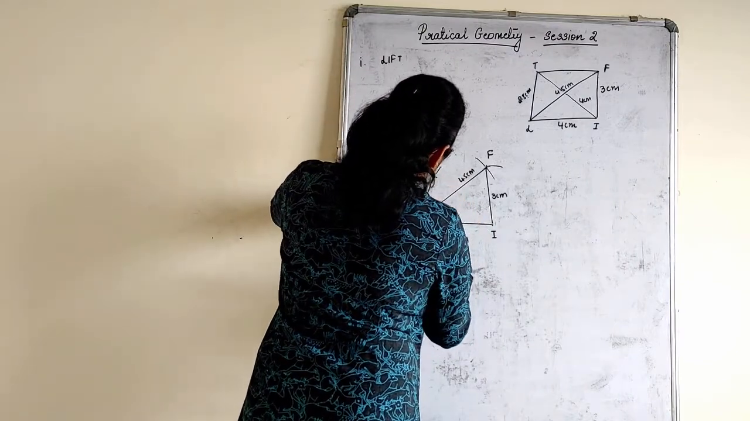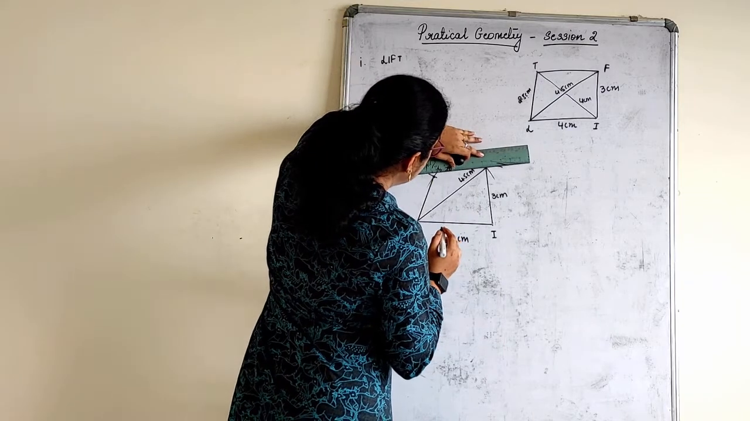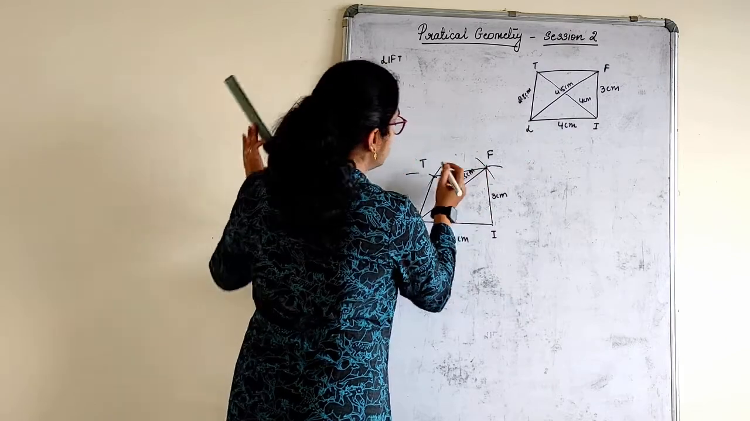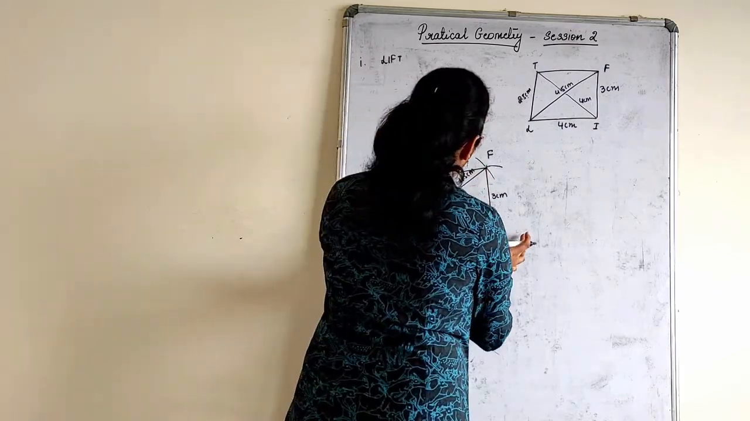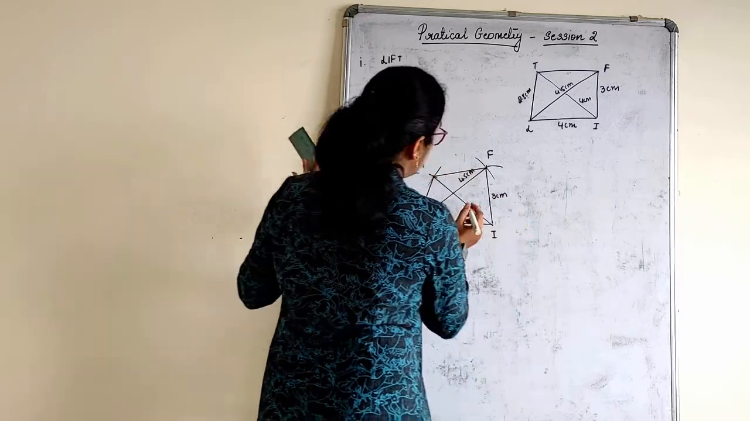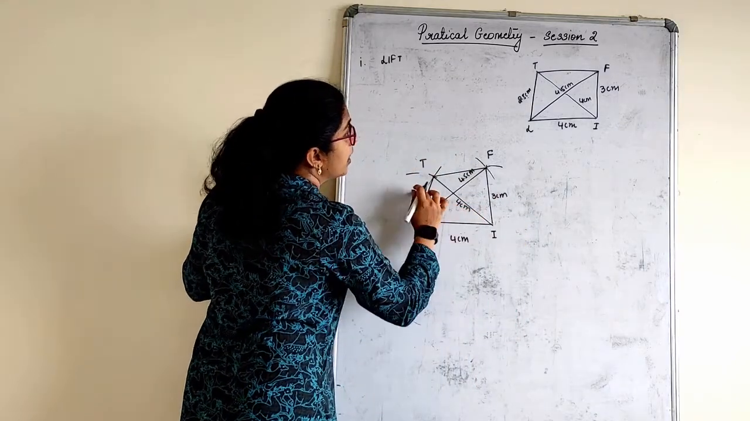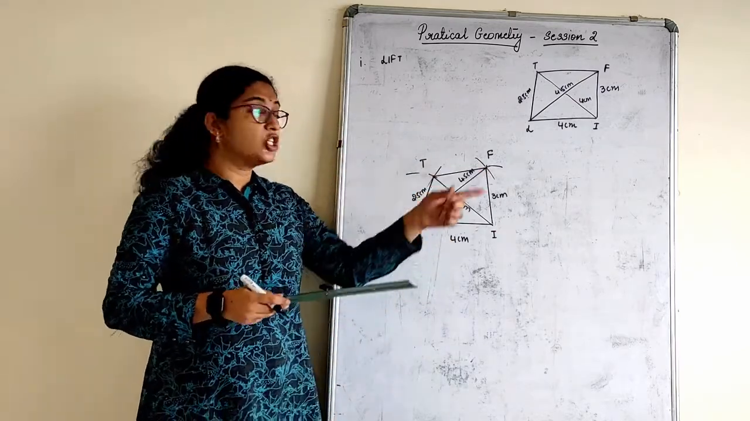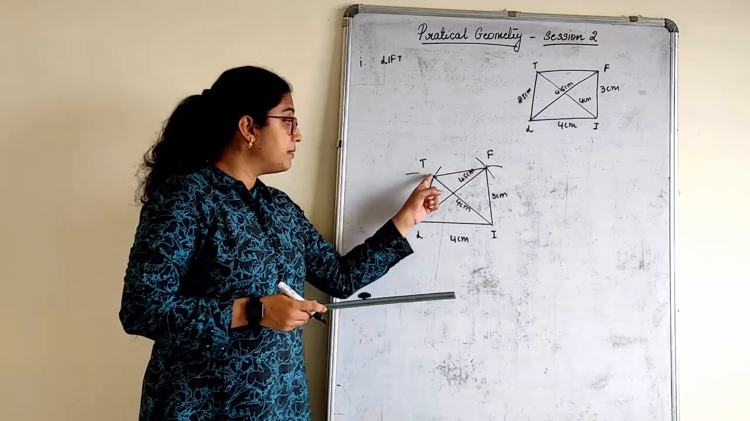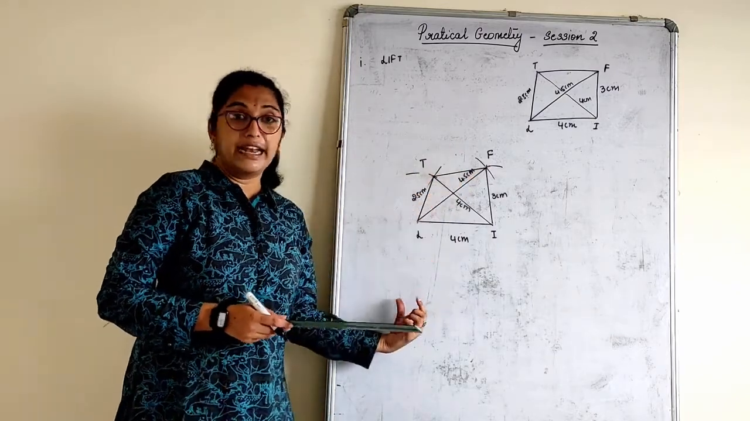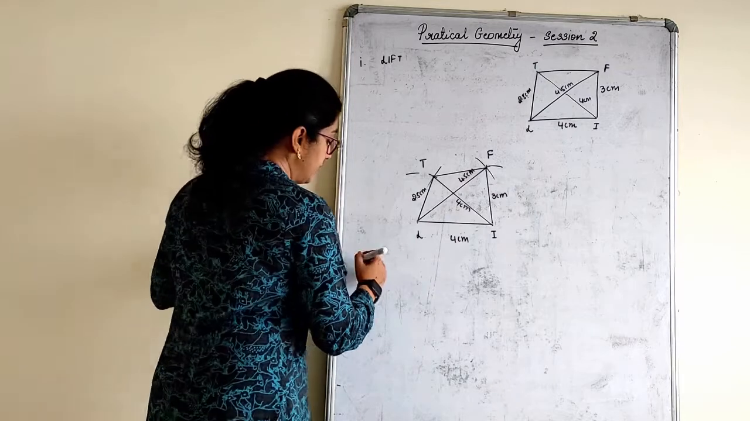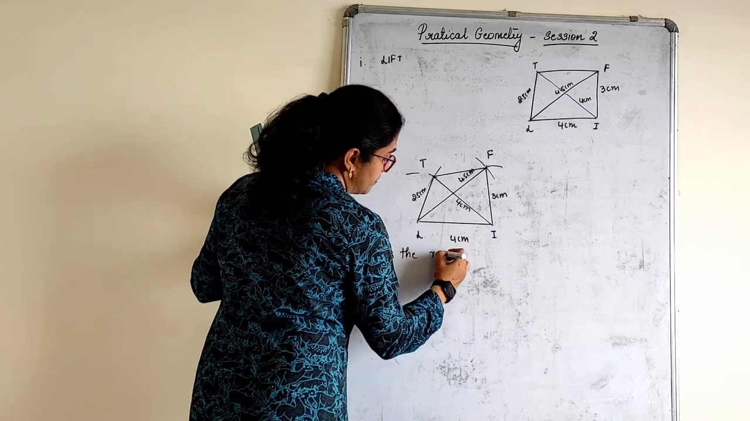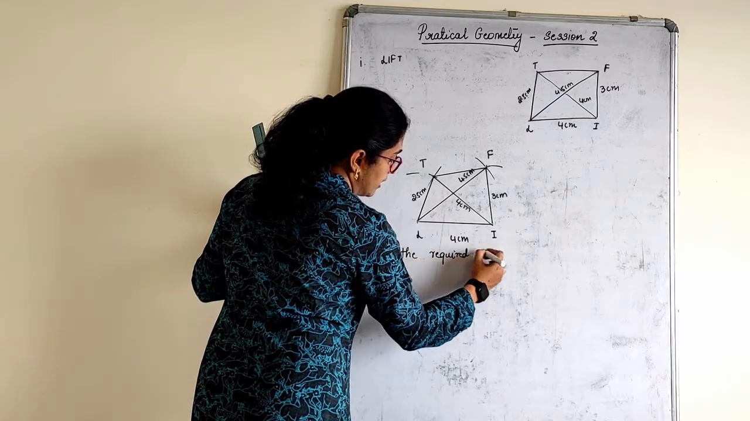So this point is T and this point is F. We will write the measurements of these also. This is 4 centimeter and this is 2.5 centimeter. Sometimes in exams, children, they will ask you to measure the 4th side. Here they have not asked, but if they ask, measure the 4th side and write the measurement. Therefore, LIFT is the required quadrilateral.